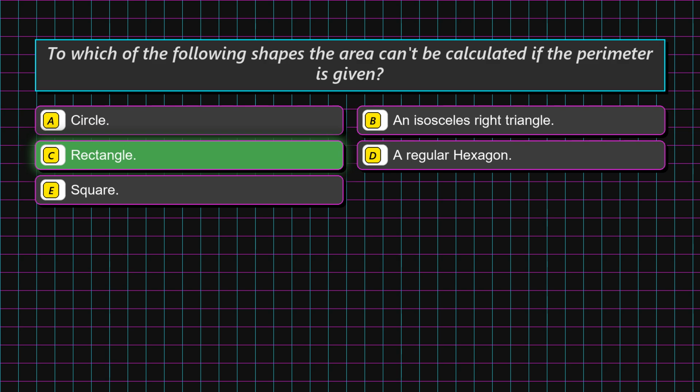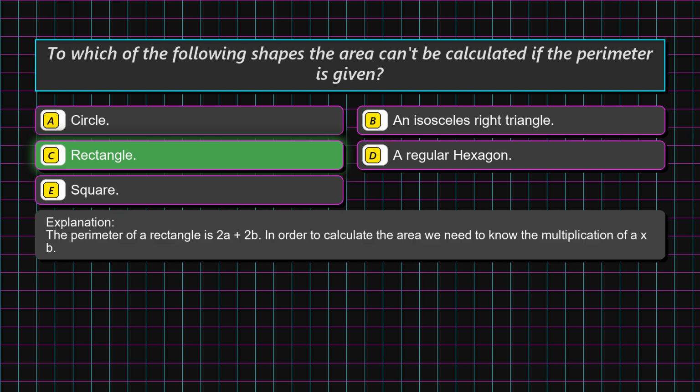The correct answer is option C, rectangle. The perimeter of a rectangle is 2a plus 2b. In order to calculate the area we need to know the multiplication of a x b.